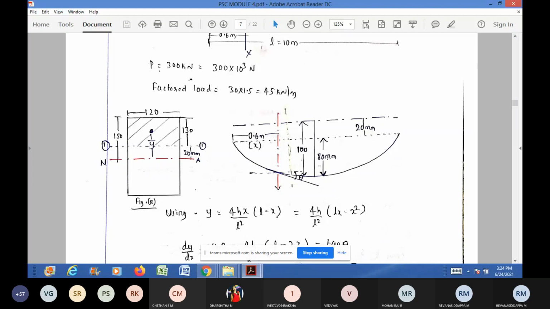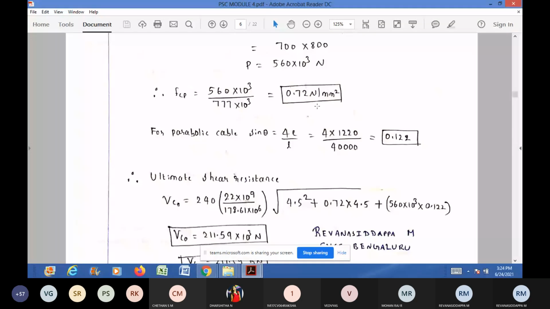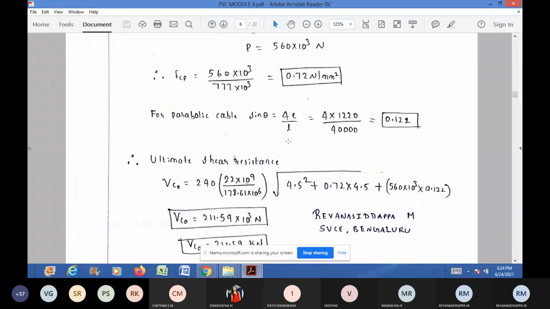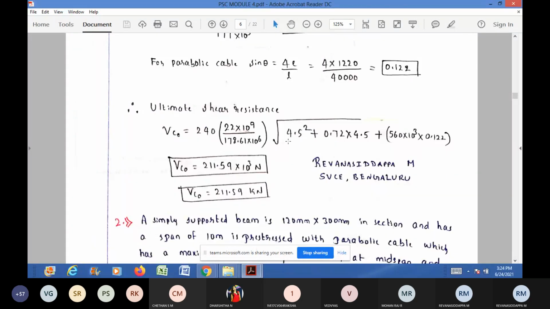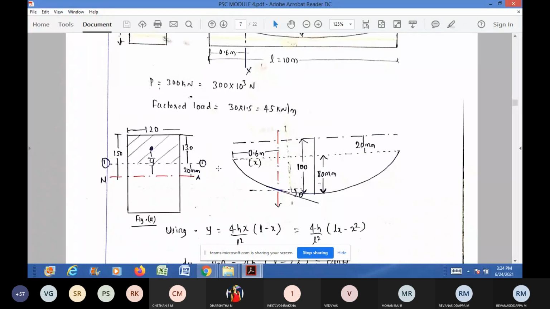See here, at this particular junction, we need to find the sin theta value. Sin theta equal to 4e by L is not applicable for this case, because it is applicable only when you are finding stresses at the support. But here you are finding principal tension at 0.6 meter from the support. You have to use some basic principle. I will tell you. Write these two diagrams first.